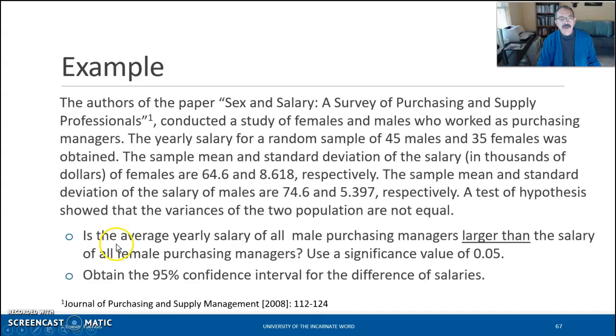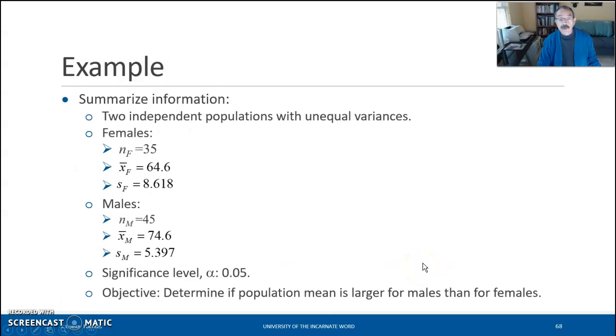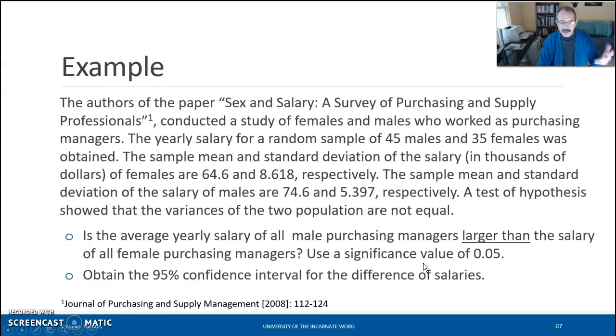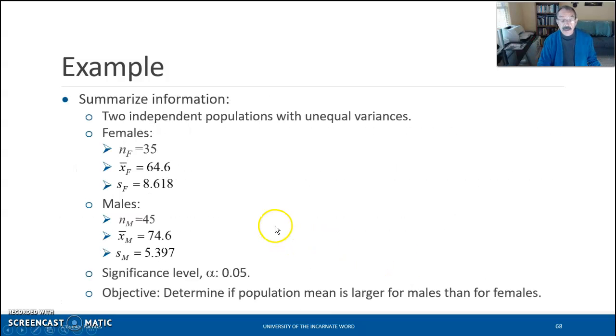So the question is whether the average yearly salary of all male purchasing managers is larger than the salary of all female purchasing managers. And we want to compare this using a significance level of 0.05. And then we would like to obtain a 95% confidence interval for the difference of salaries. All right, so now as you can see, these problems start to give you a lot of information. So a good idea is to summarize the information that you're given.